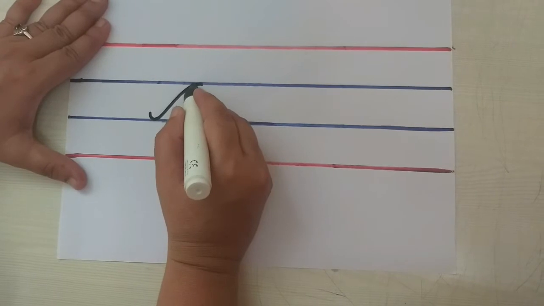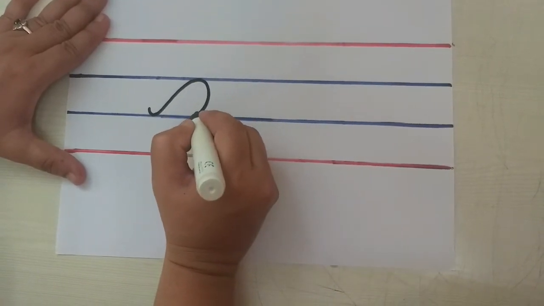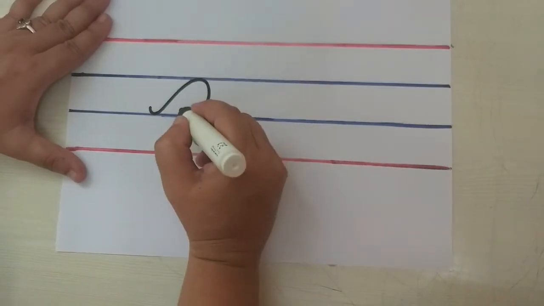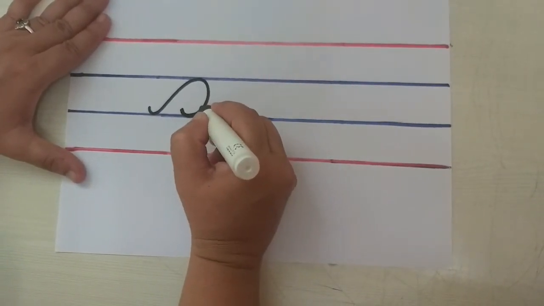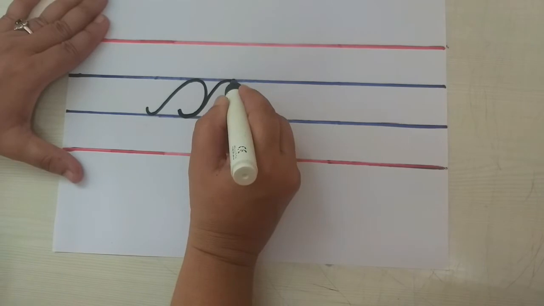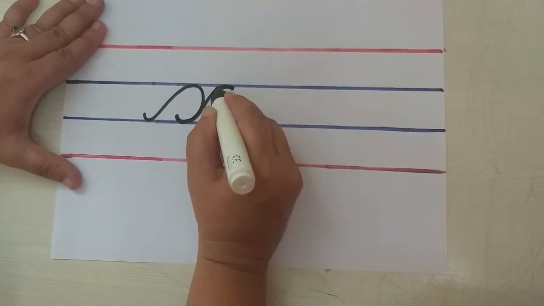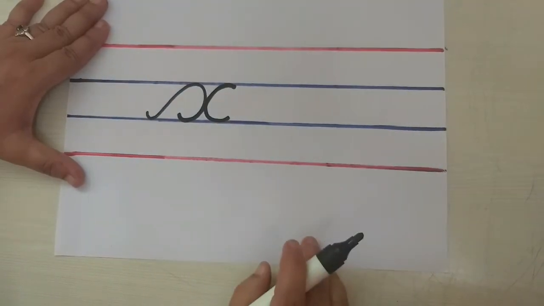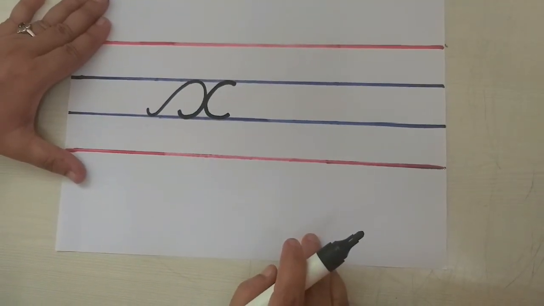Now children, here you have to do a half curve. Okay, half curve. Now again from here down you have to go up to the second blue line. Again come down to the third blue line. Like C you have to do, children. This is small cursive X.